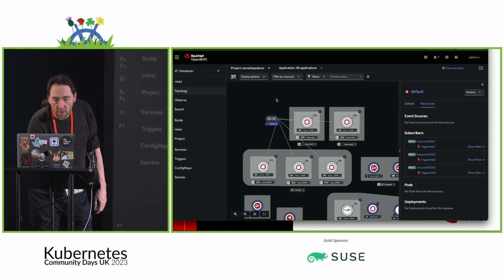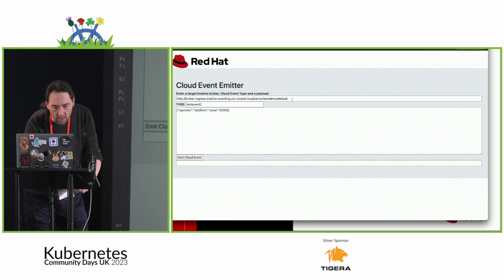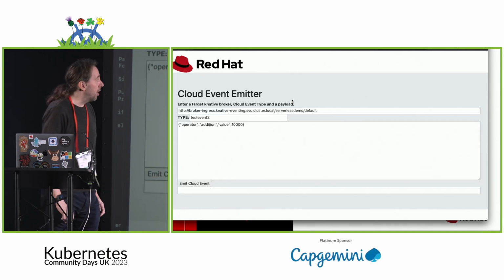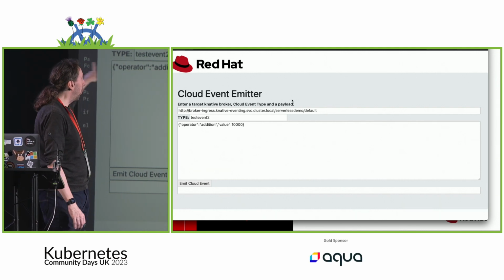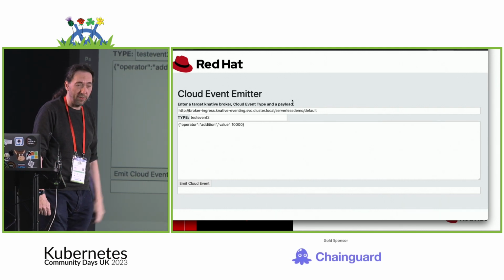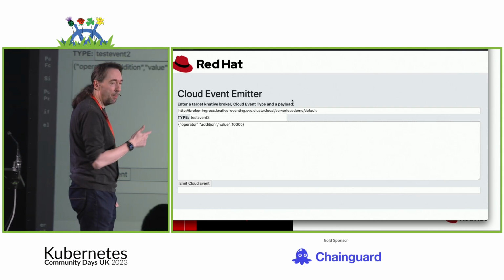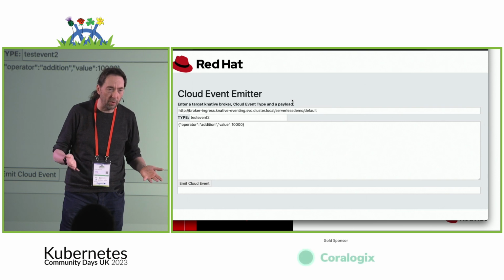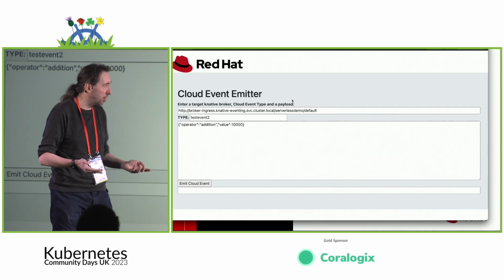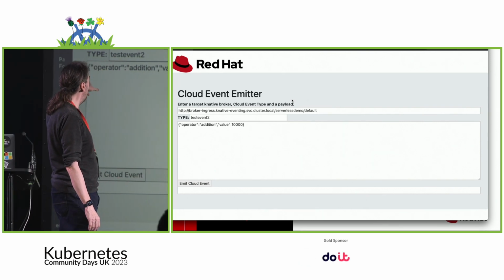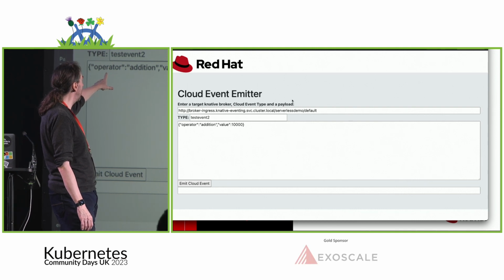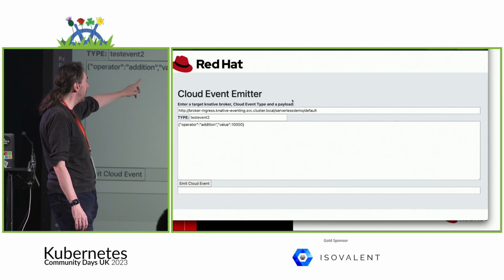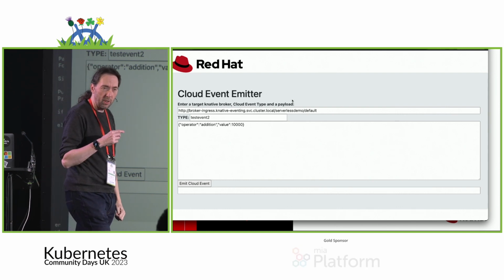So very quickly, what I'm going to show you, and I'll make this slightly bigger so you can see it. You can refer to the brokers as an endpoint. So, for example, my broker is called default, and it lives in my namespace serverless demo. So the endpoint for the broker is actually just the cluster address with the local thing. If you're doing it locally, you can use .svc.cluster.local and things like that. I'm going to pass in an event of type test event 2, and my payload, the operator is addition, and the value is 10,000.